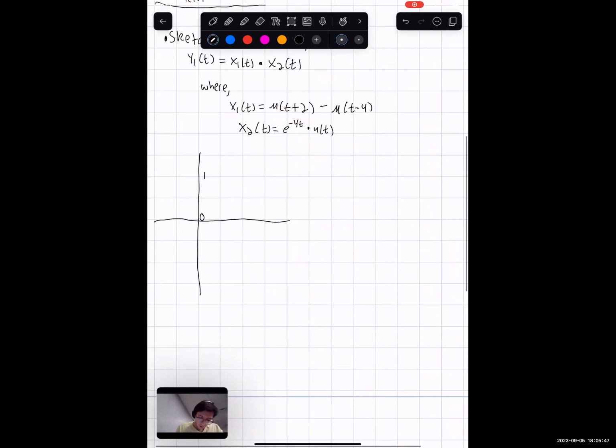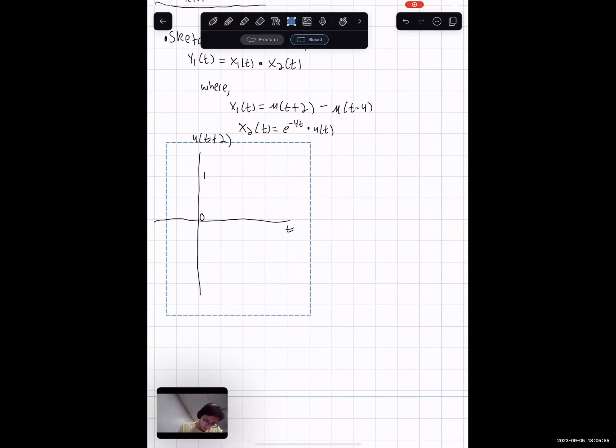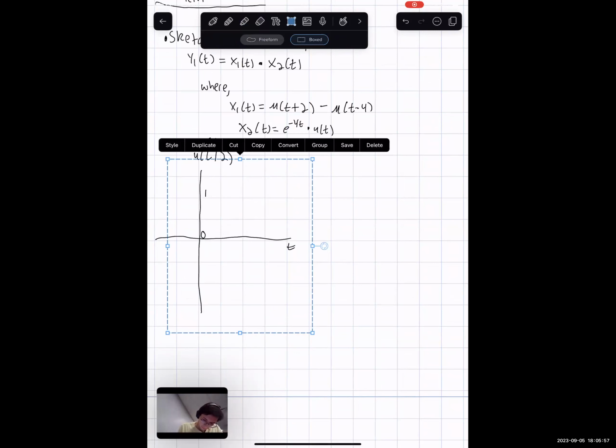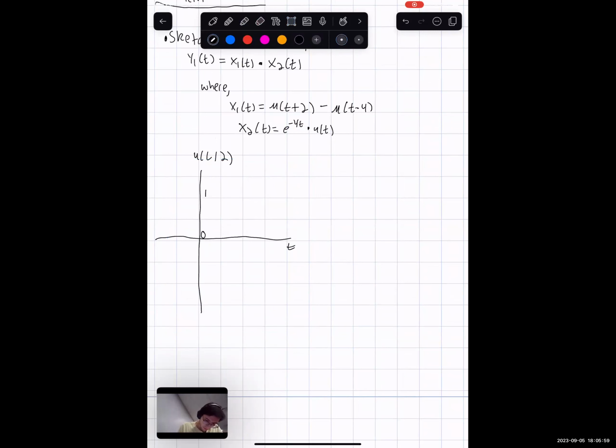Okay, so we're going to start off by just graphing u of t plus 2. And here's t. Does anybody remember from last week? We have a time shift. So is this plus 2 going to be over here or over here? Are we going to shift left or right, guys? Is this going to be t plus 2 to the right or to the left? Left.